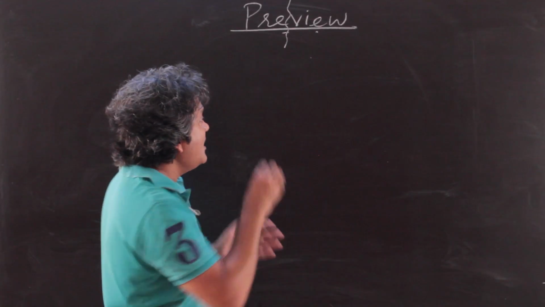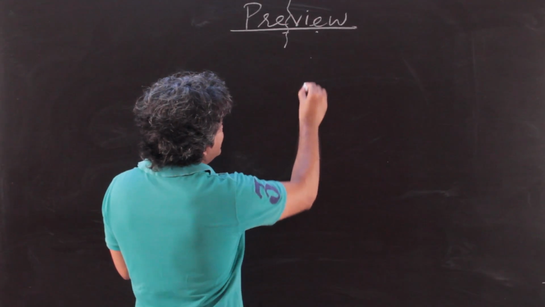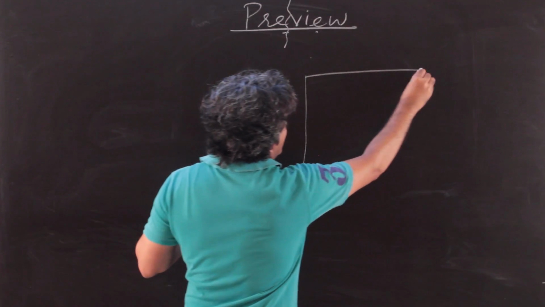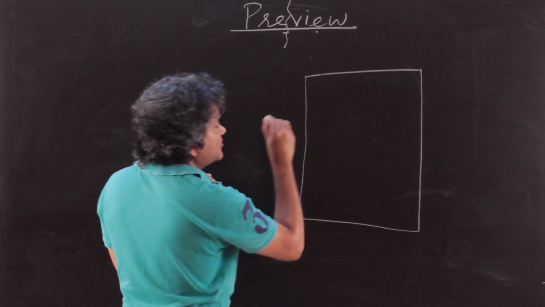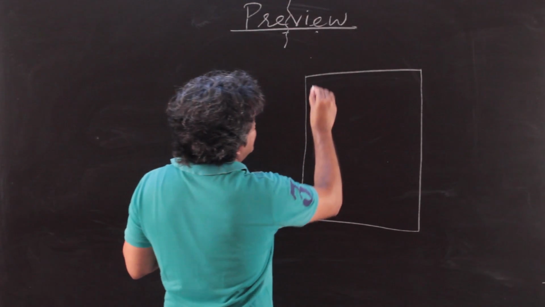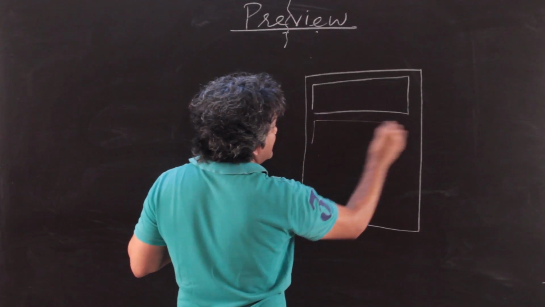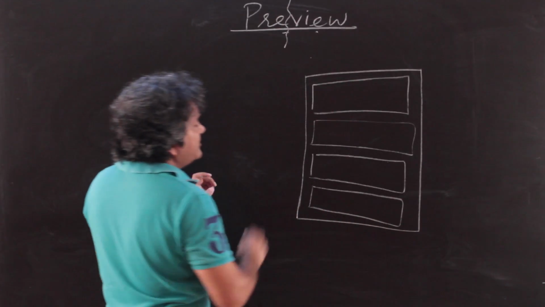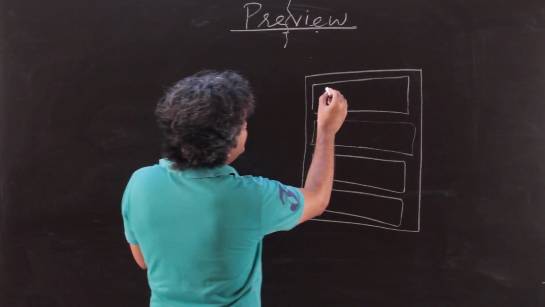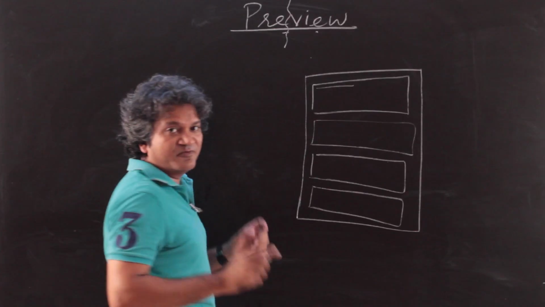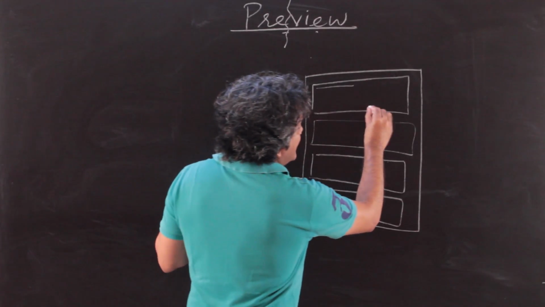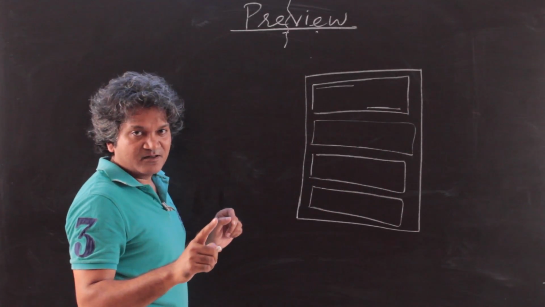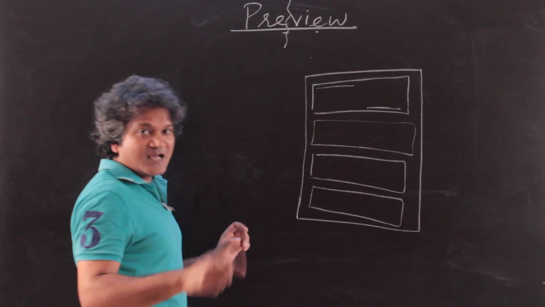What it means is that you get a rough idea of what it is that you're going to read. And how you get it is that, suppose this is a long article or a passage that you want to read, and these are the various paragraphs. What previewing means is that you read the first sentence of the first paragraph, then the last sentence of the first paragraph, and then you immediately come to the last paragraph.